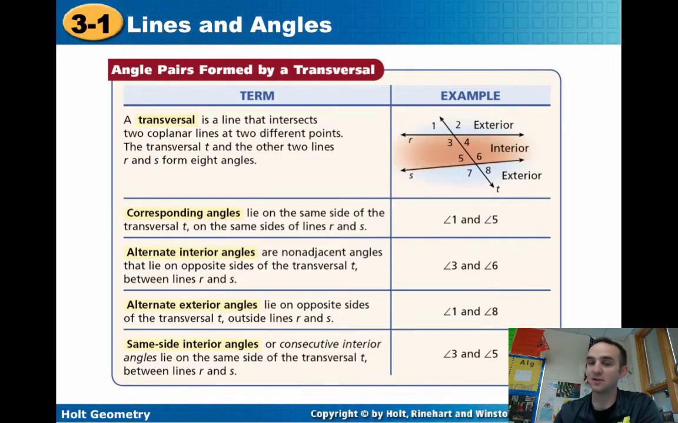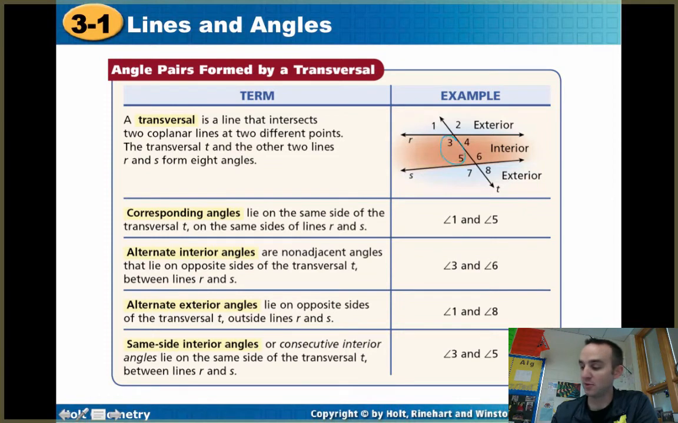And then we've got same side interior. Same side interior is exactly what it sounds like. We are on the interior, but now we are on the same side of the transversal. So same side interior would be 3 and 5 or 4 and 6. Those are same side interior. Make sure that you know these angle pairs. We're going to use these quite a bit over the next 3 lessons.